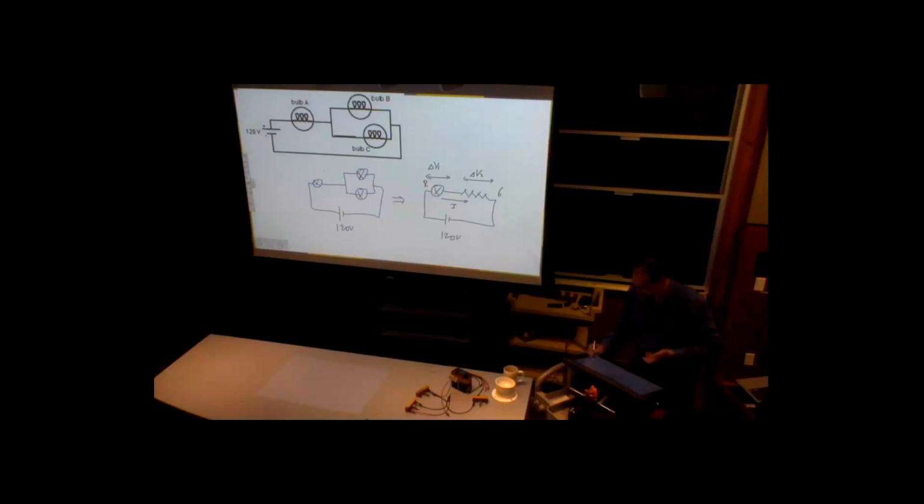All right. That should be what you say. R over 2, that's exactly what we should write for the equivalent resistance of these two identical resistors.